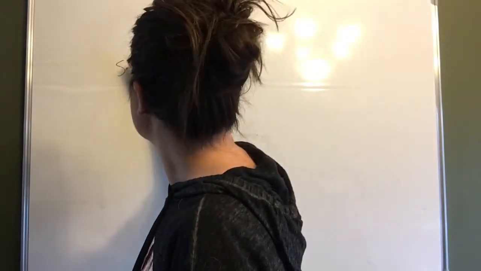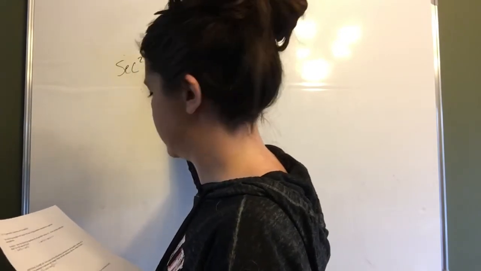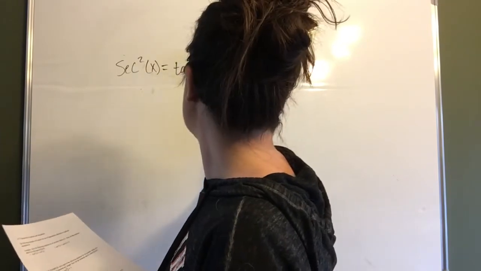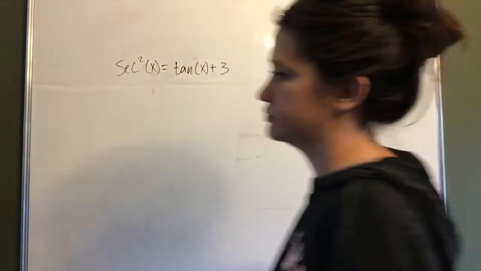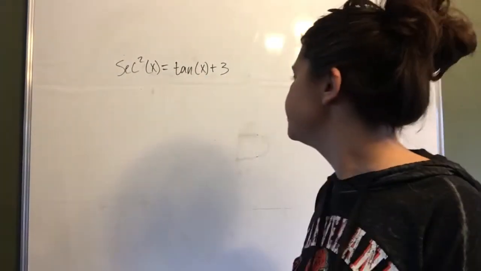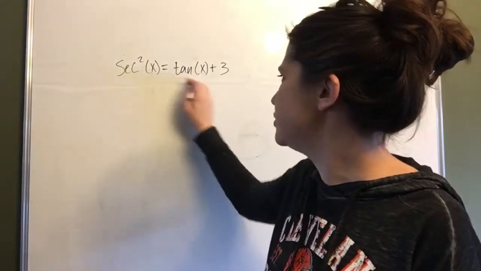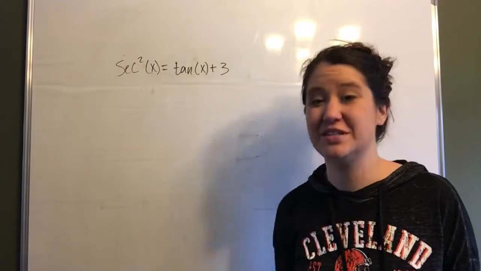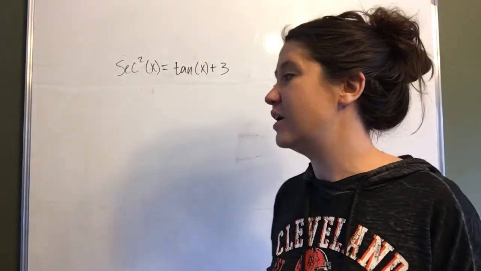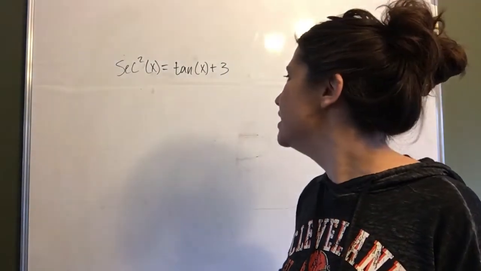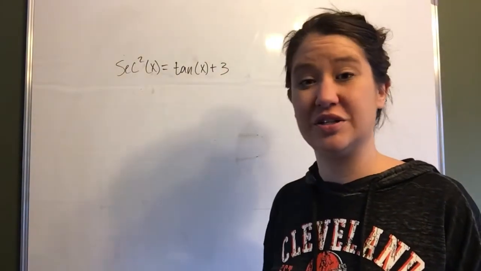Okay, our next problem is secant squared of x equals tan x plus 3. All right, so if you look at this, we have two different trig functions in the problem. It would be great if we could get it down to having only one trig function, right? So you want to look at your formula sheet, or use your brains if you have your formulas memorized that you're supposed to have memorized, and think, what formula links secant and tangent together?